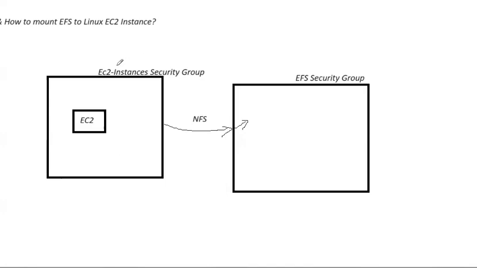Now I just created this EFS security group where I allowed the traffic from a security group. You can see here, I have already created my EC2 instance, and for that I created a security group. And for this EFS security group that I have created now, I'm just allowing traffic from this EC2 instance security group. And which type of traffic am I allowing? Network file system traffic.